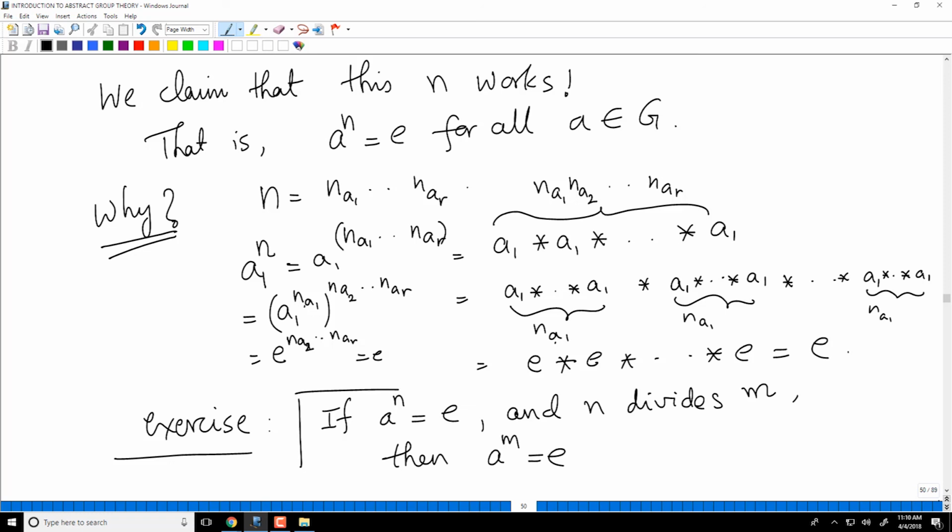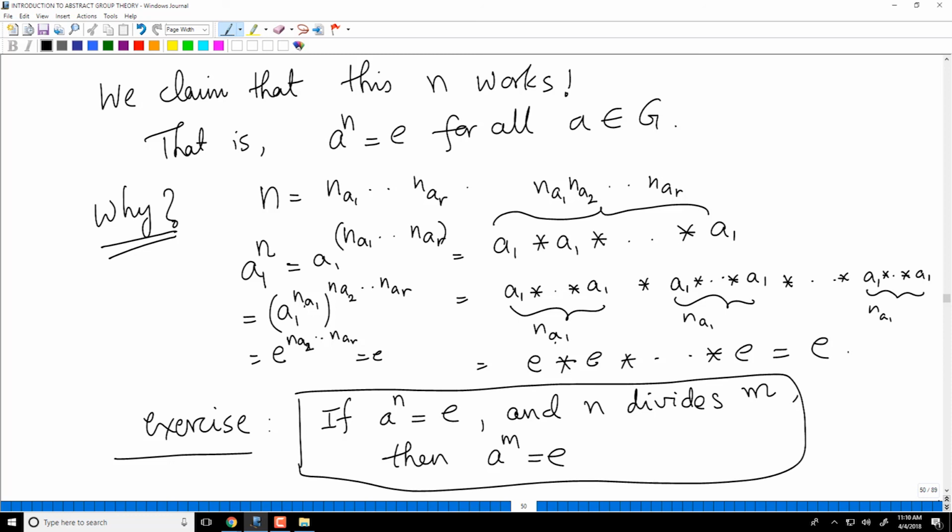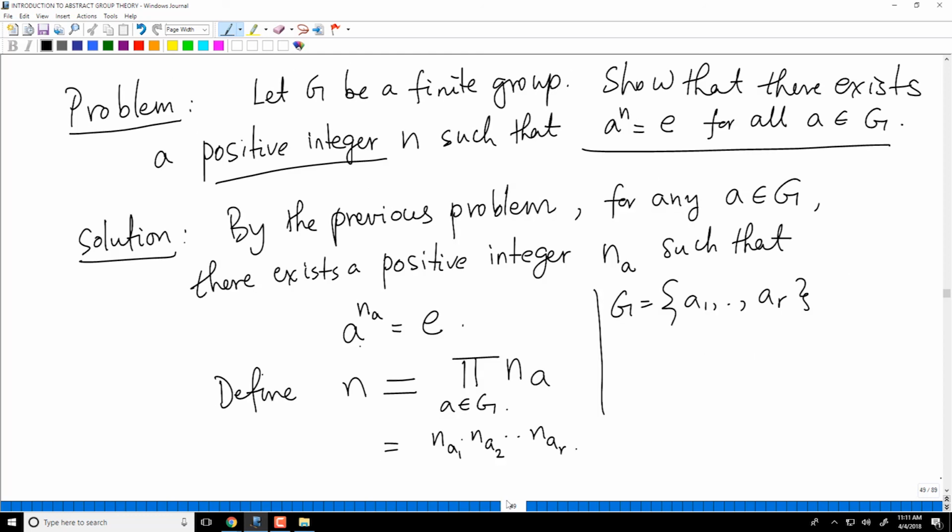This is an exercise which I have essentially done here, but maybe not in great detail. I would like all of you to do this carefully: if a power n is identity and n divides m, a power m is also identity. Now, given this exercise, if you accept this, the problem is solved. We did get a positive integer, independent of the elements of G, such that a power n is identity.